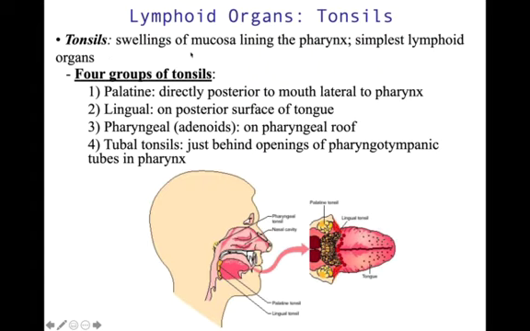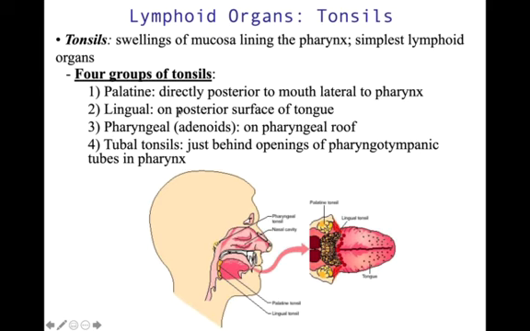All right, the next type of secondary lymphoid organ are the tonsils. The tonsils are swellings of mucosa that line your pharynx. You'll also find it on the posterior part of your tongue. And these are very, very small. These are the simplest of the lymphoid organs. So for example, you have the palatine tonsils in yellow. You have your lingual tonsils right here. You have your pharyngeal tonsils on the roof of your pharynx. You have your tubal tonsils, just behind the openings of your pharyngotympanic tube in your pharynx.